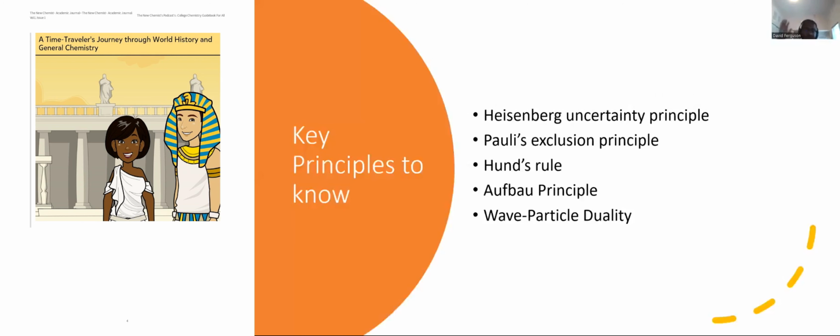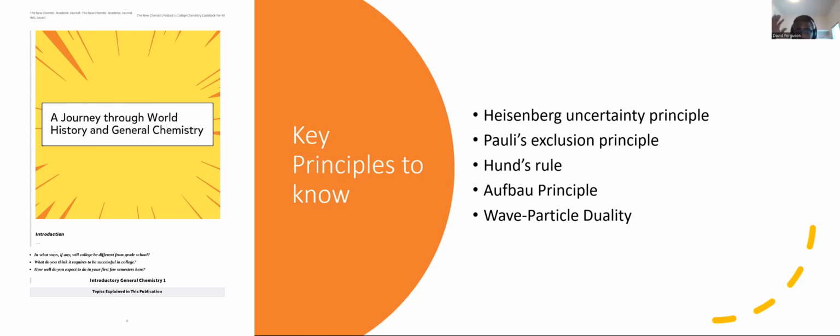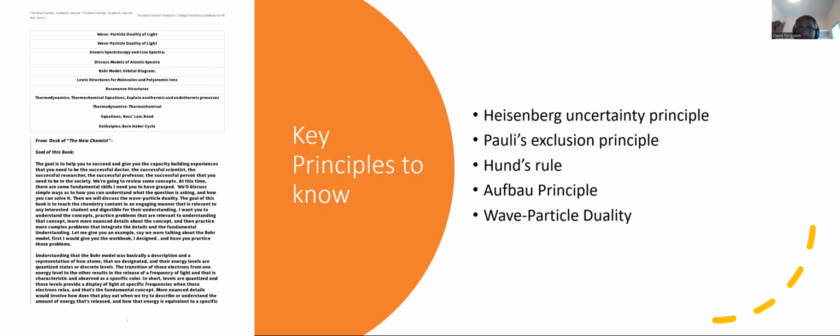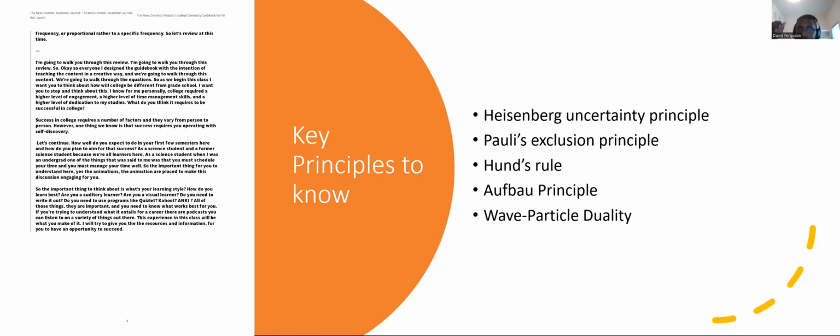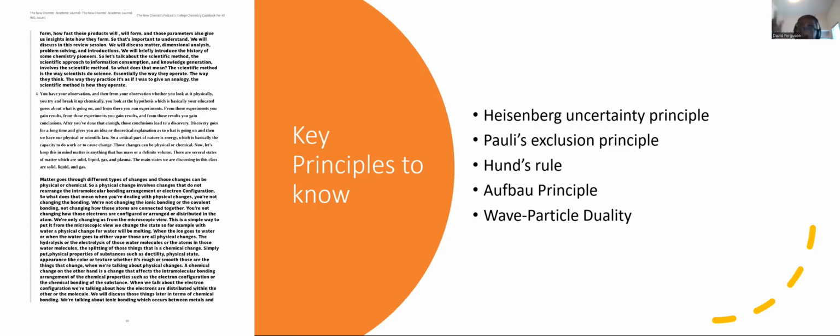So now we're going to do a quick recap. We've discussed the main ideas for today, atomic spectroscopy and chemical bonding. How many of you remember Heisenberg's uncertainty principle? How many of you remember Pauli's exclusion principle? Who remembers Hund's rule? What about Aufbau's principle, which comes from the German word aufbauen? What about wave-particle duality?